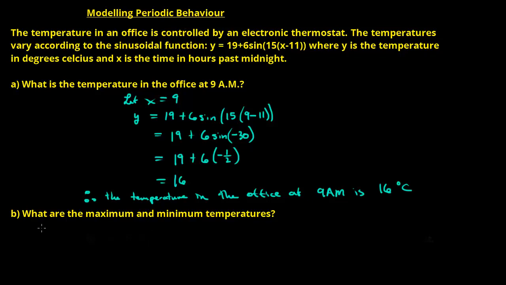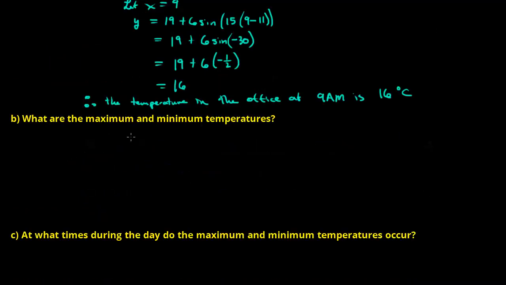The next part of this question says, what are the maximum and minimum temperatures? So to answer this part of the question, we have to think about what the maximum and minimum value of sine of theta is. So sine of theta has a maximum value of 1 and a minimum value of negative 1. So that means that our function is going to have a maximum of 19 plus 6, which is equal to 25 degrees Celsius.